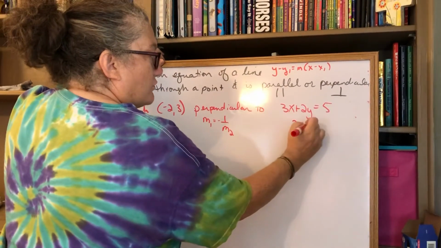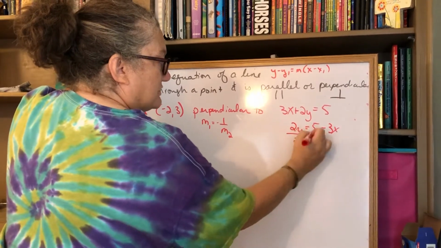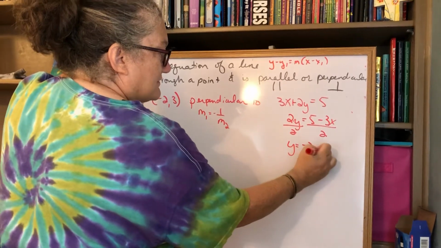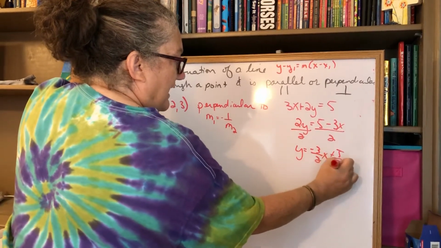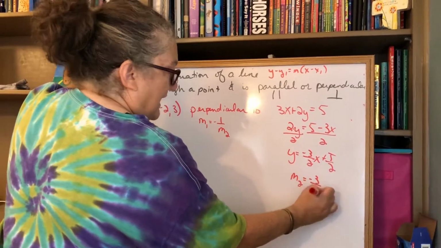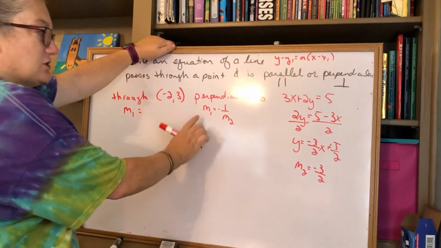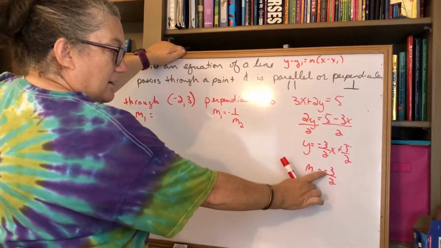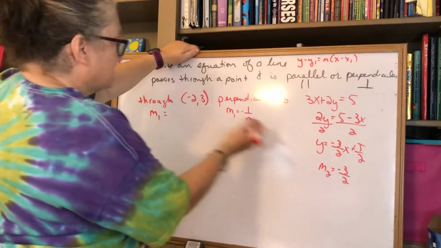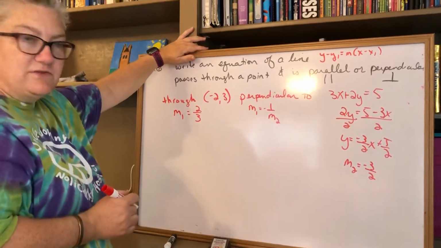I'm going to solve for y, and then I'm going to divide by 2. y = -3/2 x + 5/2. My slope of line 2 is -3/2. Now remember, this is going to be the negative reciprocal. So m1 is going to be, this is negative, so this one's going to be positive. This is 3/2, so it's going to be 2/3. So they are negative reciprocals of each other.